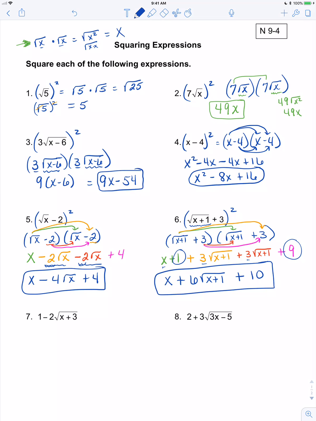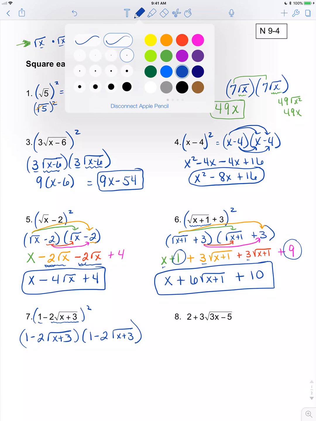All right, so we're going to do another one that's very similar to that. We're going to square it. So 1 minus 2 square roots of x plus 3 times 1 minus 2 square roots of x plus 3. Again, this is all one term. So you've got the 1 as one term, and then you've got that 2 square roots of x plus 3 as another term.